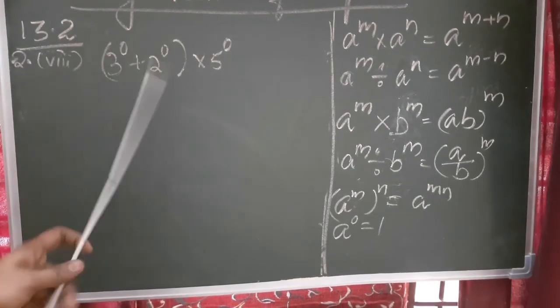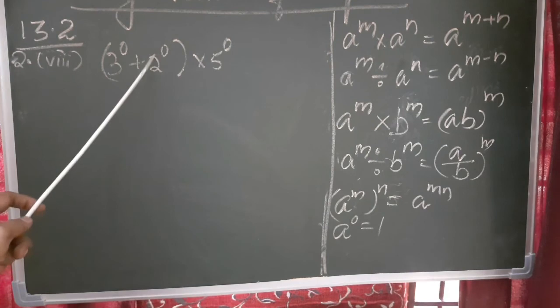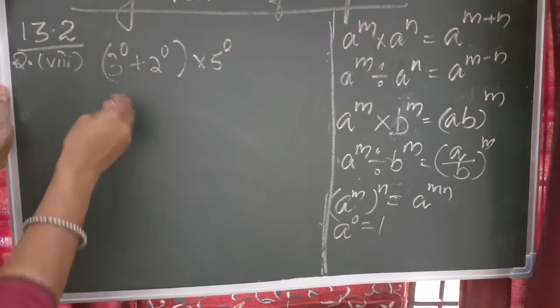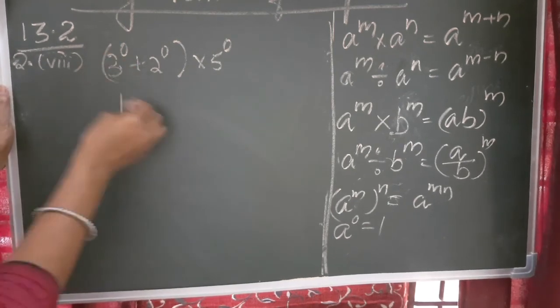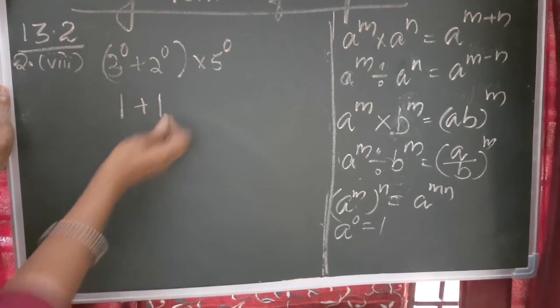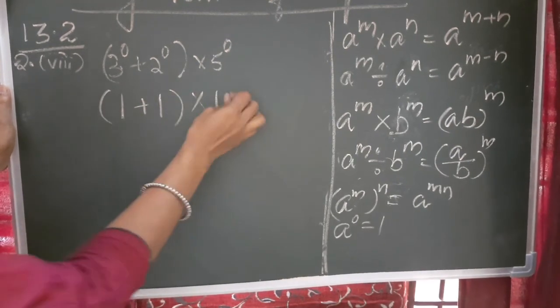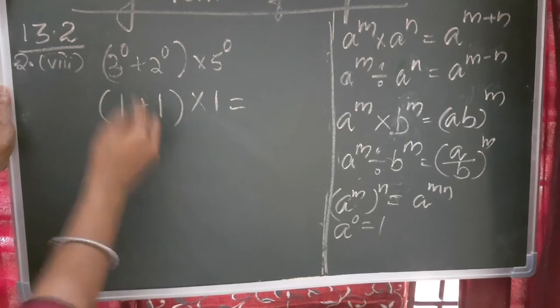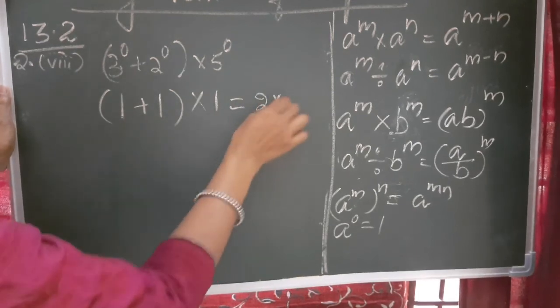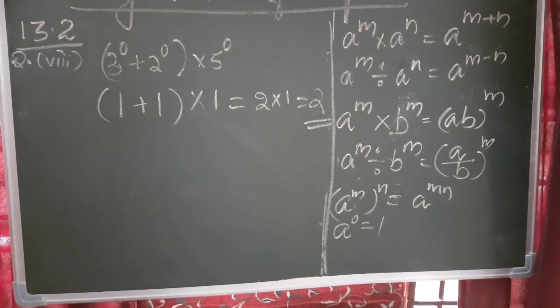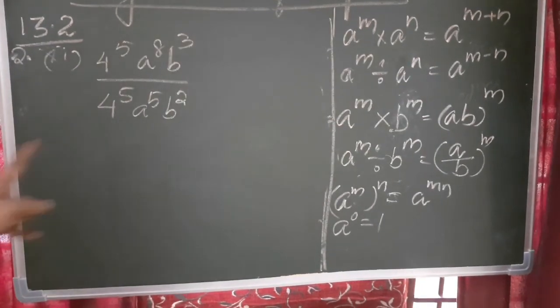Look at the 8th part of this. 3 raised to 0 plus 2 raised to 0 into 5 raised to 0. Any number raised to 0 is equal to 1. So here we can write 3 raised to 0 as 1, plus 2 raised to 0 as 1, into 5 raised to 0 as 1. So we get 1 plus 1 is 2, 2 into 1, which is equal to 2. This is the answer.